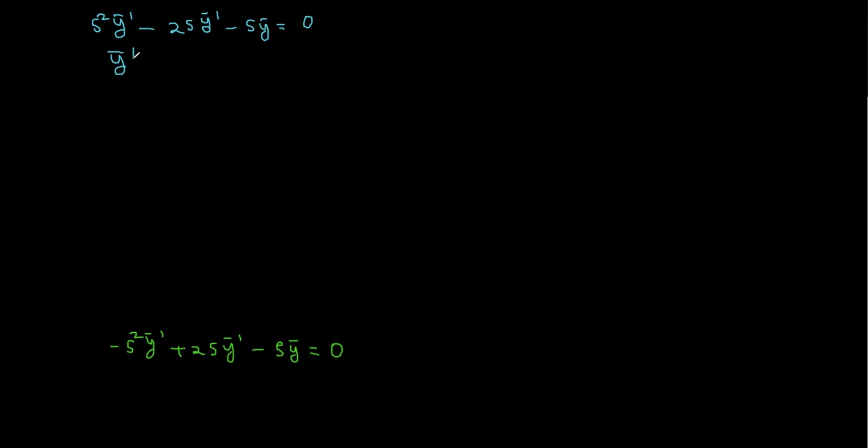Take y bar dash common, you will get s square minus 2s, and shift this on the right side, you will get s y bar. Y bar dash, taking s common, you will get s minus 2. S is cancelled from both sides. Understood? Is it clear? Yes. Now you can use the variable separable method, y bar dash upon y bar is 1 upon s minus 2. Right? Yes.